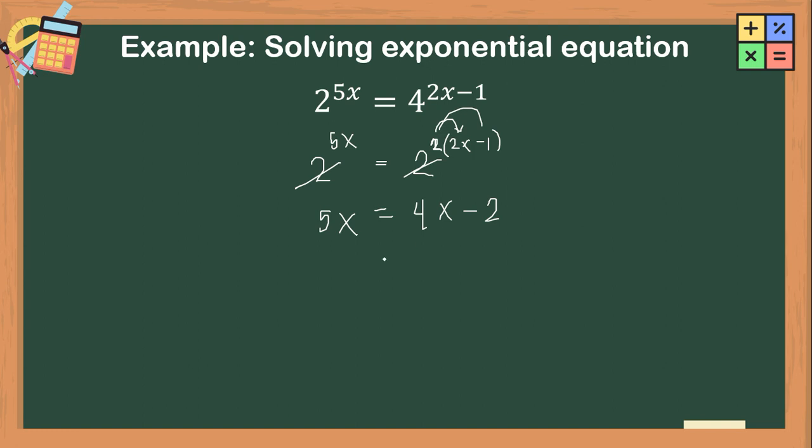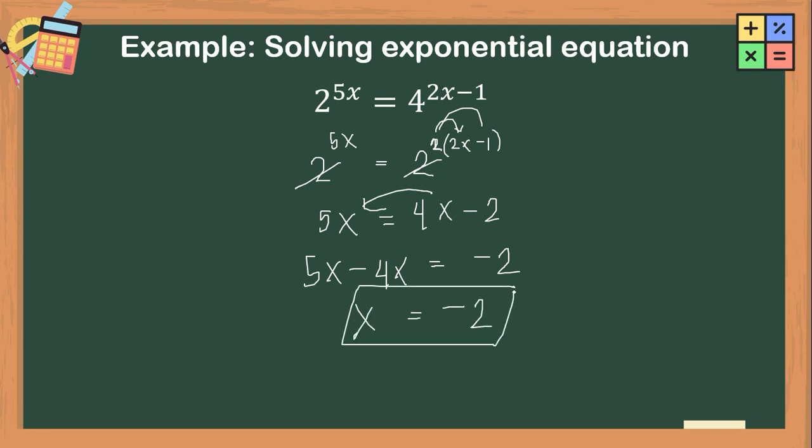Then 2 times negative 1? Negative 2. Then we can transpose 4x to the other side. 5x minus 4x. Then copy negative 2. This is equal, so that's why negative 4x. What is 5x minus 4x? The answer is x. Then bring down negative 2. And that is the final answer for our present example.